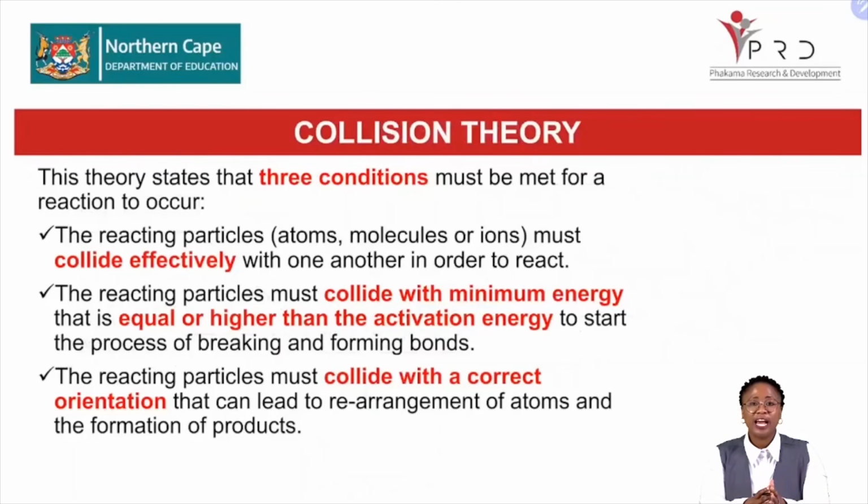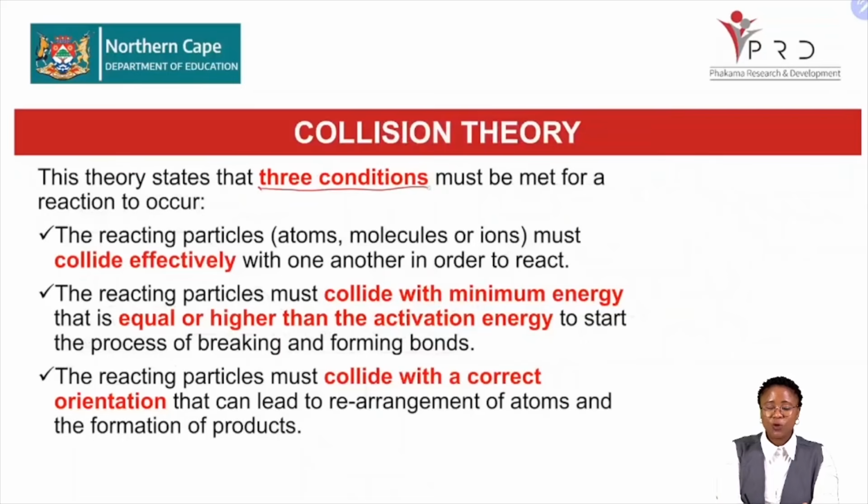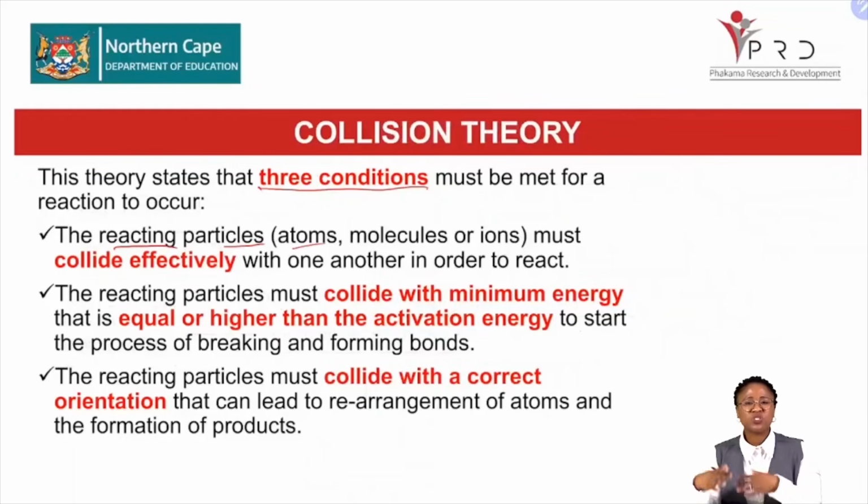And when they collide, they must collide with the correct orientation in order for products to be formed. That is where we come to the collision theory. What is it that you need to know in terms of the collision theory? There are 3 conditions that you must know as a grade 12 learner doing this chapter. 1, you must know that the reacting particles, which are the atoms, the molecules, the ions that you find in the reactants, they must do what?